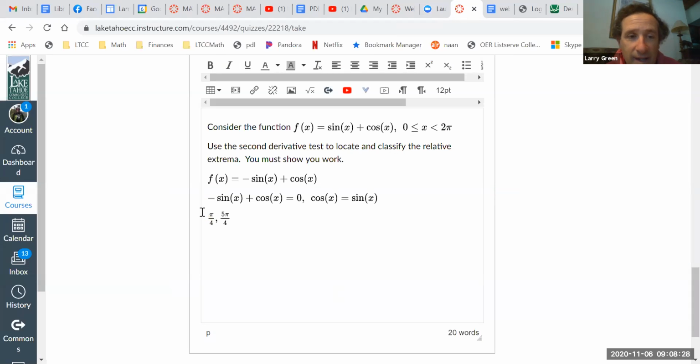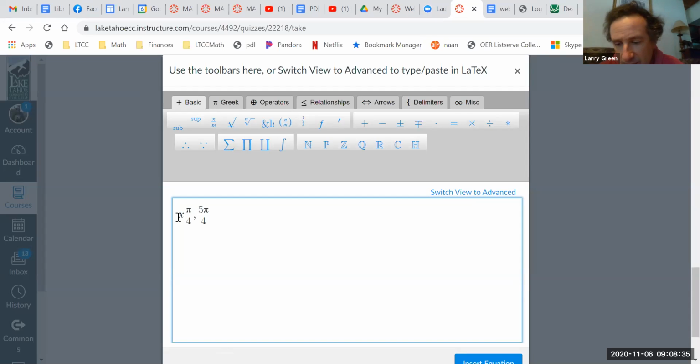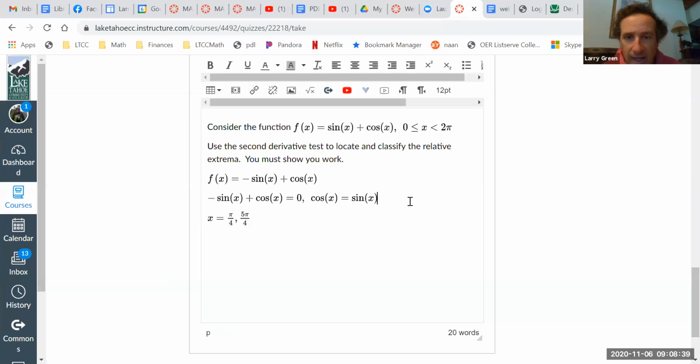Any questions on that? Maybe I'll write x equal. And let's do the following. These are the critical points. And by the way, hopefully you know this, sine and cosine are very differentiable. So you don't have to worry about points of non-differentiability at all.